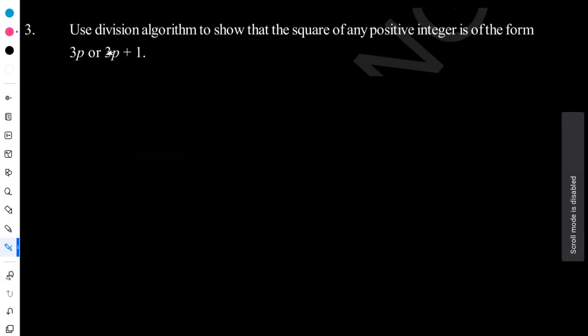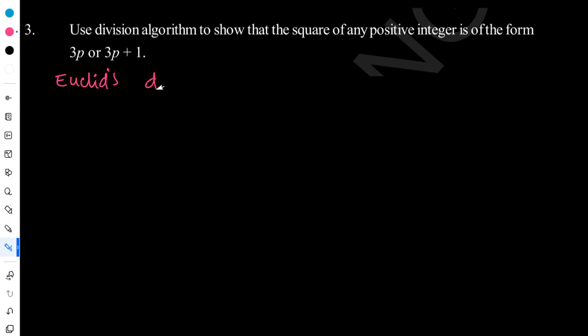Now see question number 3. Use Euclid's division algorithm to show that the square of any positive integer is of the form 3p or 3p plus 1. Any positive square number is always in this form. So first write Euclid's division algorithm. What is Euclid's division algorithm? a and b are two positive integers. a equals bq plus r, where r is the remainder which is always less than b.